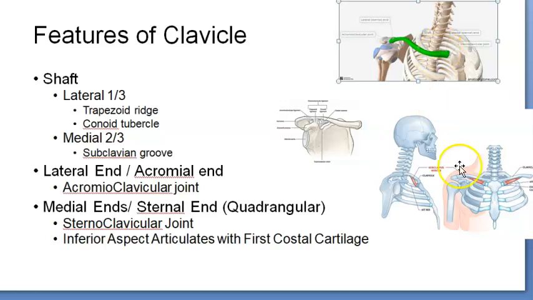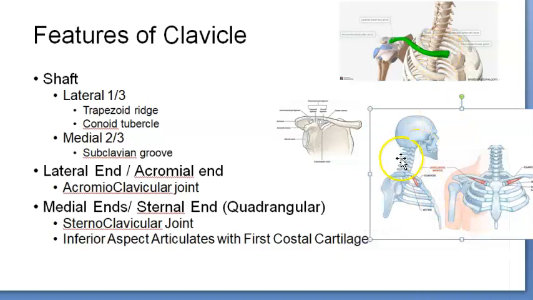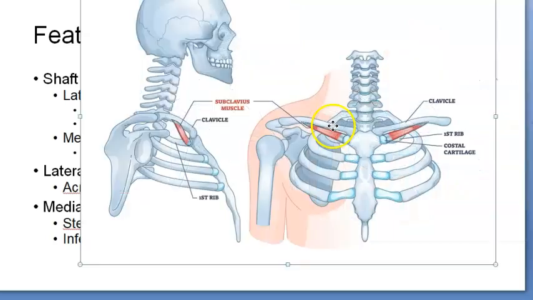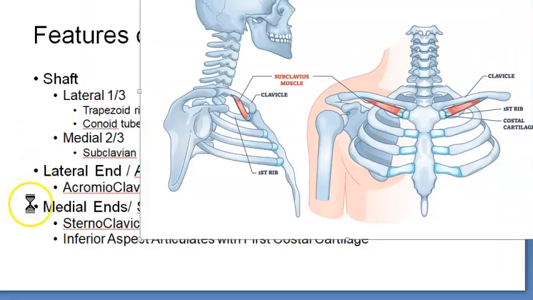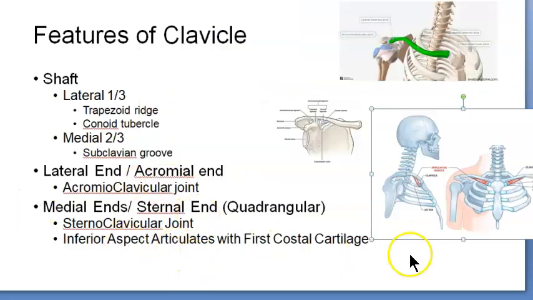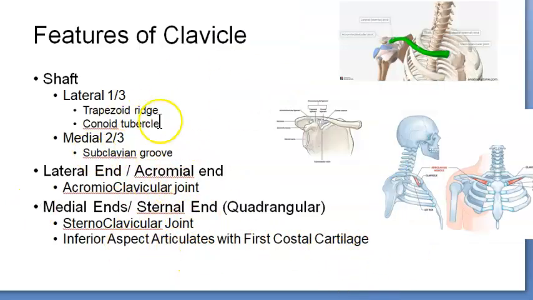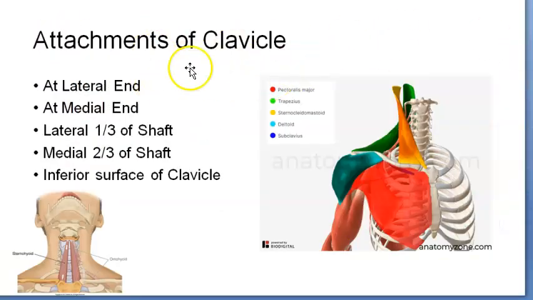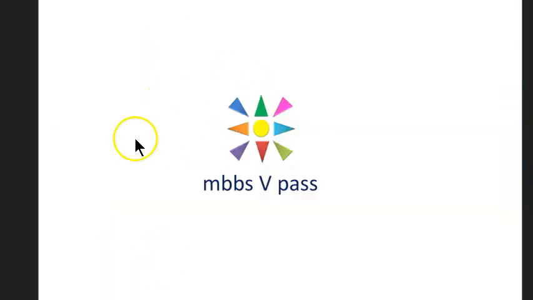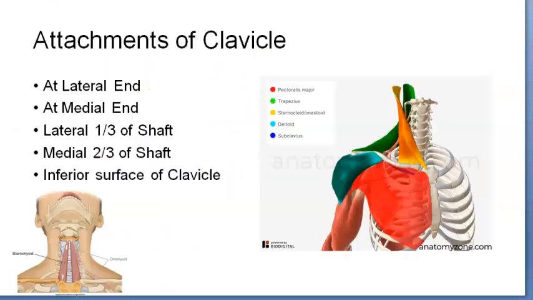Okay. So where can you see that? Maybe in this diagram. So here you can see there is a sternoclavicular joint in the medial aspect, and here you can see it is also articulating with the first costal cartilage. That's all. Okay. Not with the first rib. That's what you have to remember. So these are the features of clavicle that we covered. Now let us look at the attachments of clavicle. Okay, so this is what we had to cover for this actual video.